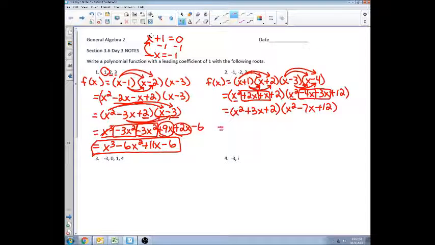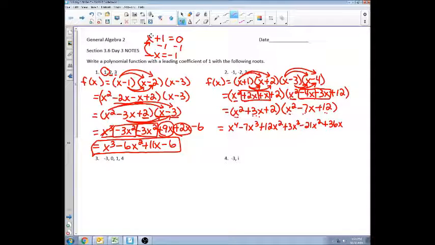The first thing I'm going to multiply is the x squared from my first set of parentheses. So x squared times x squared would be x to the fourth. X squared times negative 7x would be negative 7x to the third. X squared times 12 would be positive 12x squared. The next group would be the 3x. 3x times x squared would be positive 3x to the third. 3x times negative 7 would be negative 21x squared. 3x times 12 would be positive 36x.